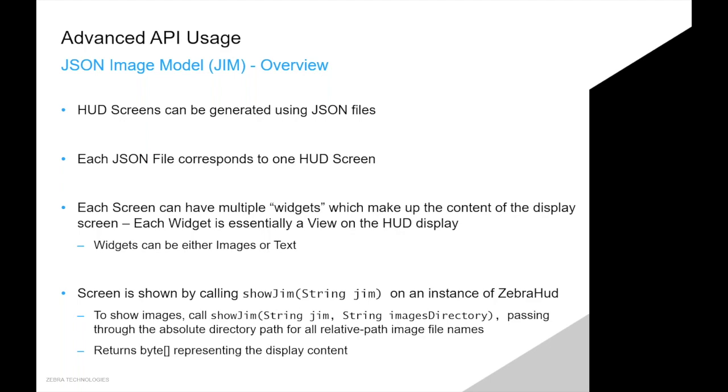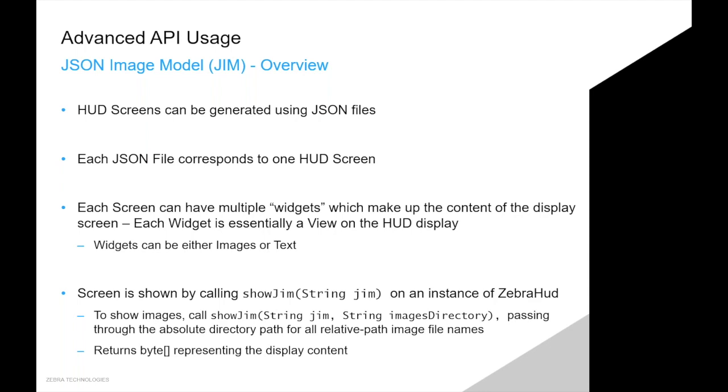In this case, you would create a JSON file, and that would correspond to one single HUD screen. Each screen, or each JSON file, can have multiple widgets, and these are what make up the content of the display screen. Inside this JSON file, we have an array of widgets, and each of those widgets within that array is essentially a view to display on the HUD. These widgets can either be images or text. Those are the two options supported at the moment. In the coming slides, I have the JSON schema that we'll go through and some real-world examples as well.